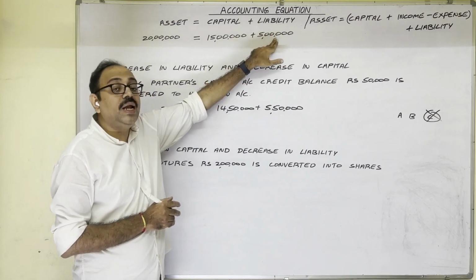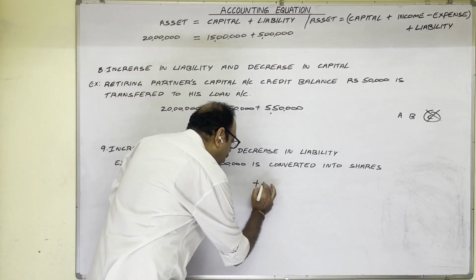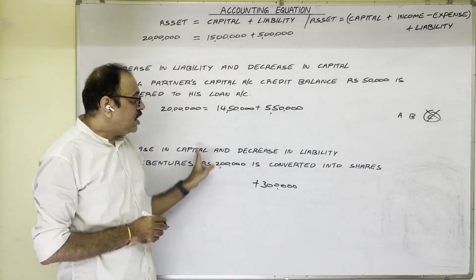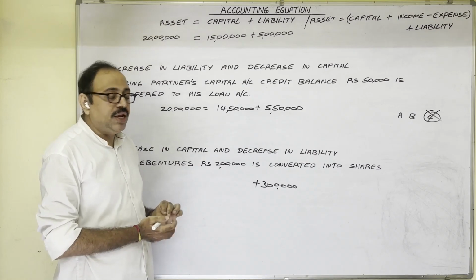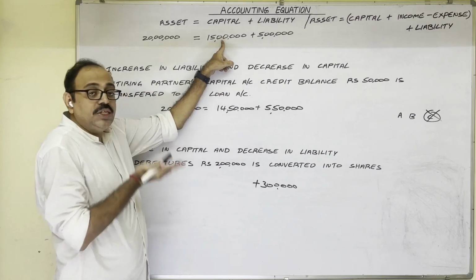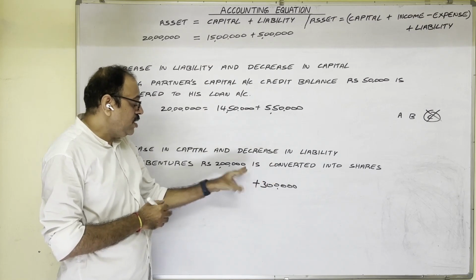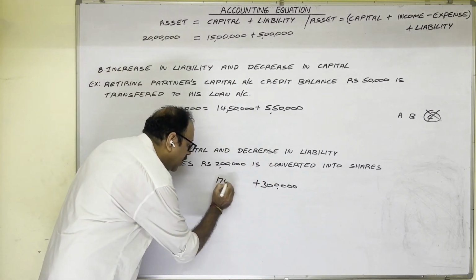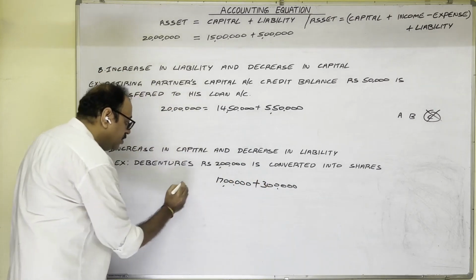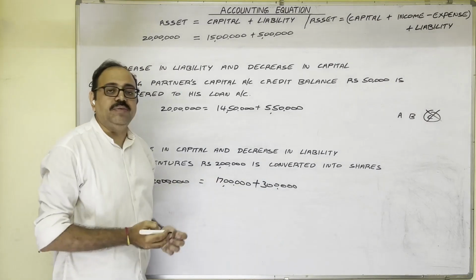So what happens to outside liability value? It decreases by 2 lakh. Previously 5 lakh, now it becomes 3 lakh rupees. And debentures are converted into shares. So share means capital only. Because of this, share value is increased by 2 lakh rupees. So 15 lakh plus 2 lakh, total 17 lakh, is the capital value now. 17 lakh plus 3 lakh is equal to 20 lakh. Finally, asset is equal to equity.